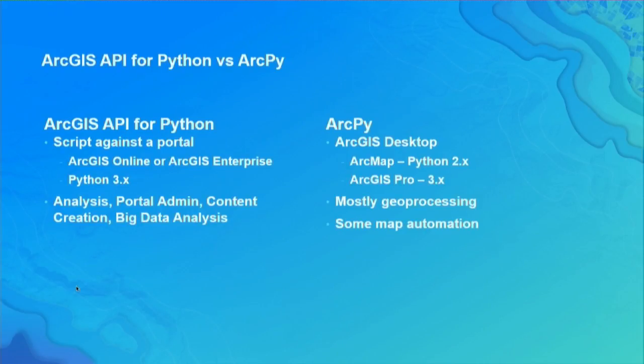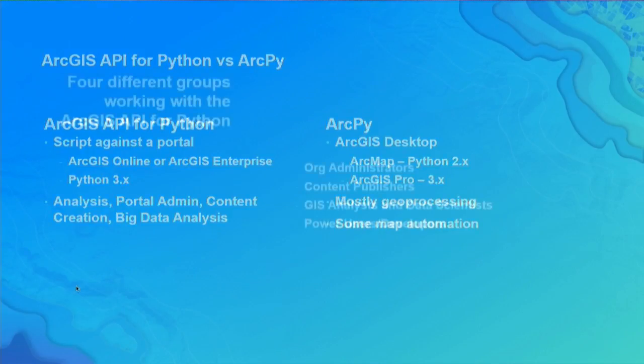So other than that, the difference between the Python API and ArcPy is that the Python API is at the 3.x version of Python, so the more modern language structure. While if you're using desktop, you're using 2.7 in ArcPy. But ArcGIS Pro also uses the 3.x version, the newer version of the Python language.